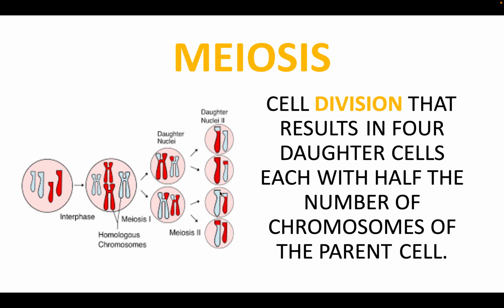And they contain half of the genetic material. That makes sense because in order for us to have a diploid, or an organism that has the correct number of chromosomes, then mom needs to have half and dad needs to have half in order for offspring to have a complete set.